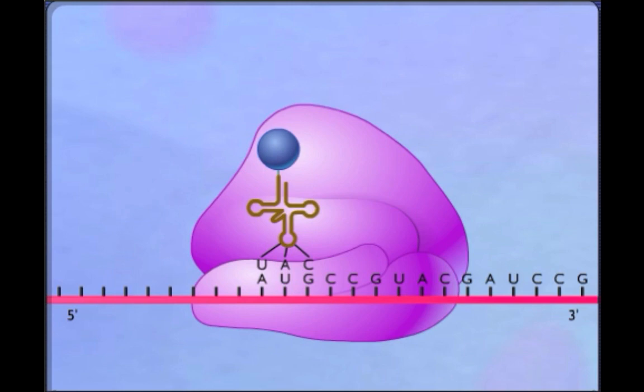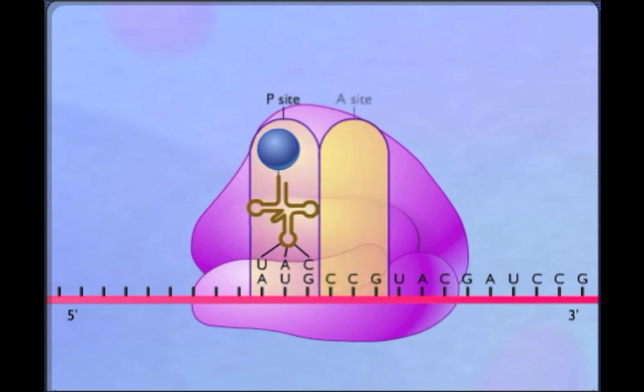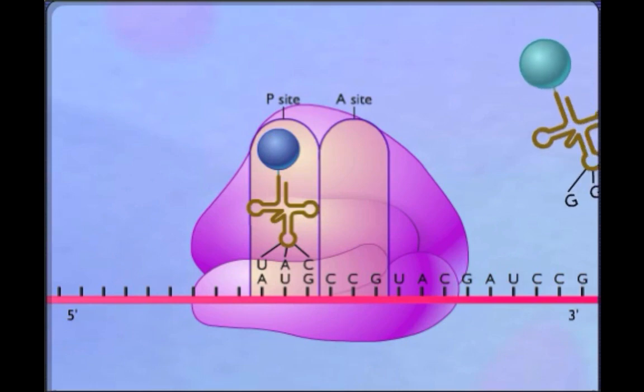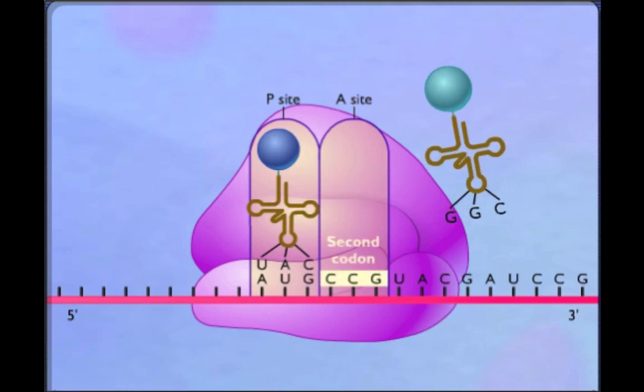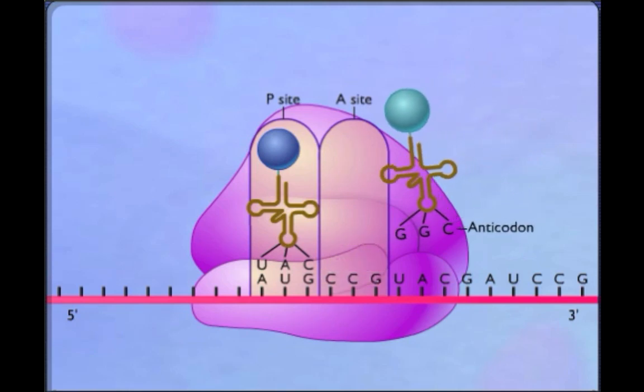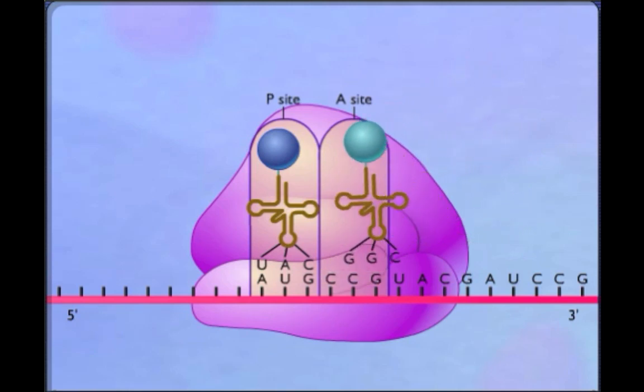The 70S ribosome has 2 sites to which transfer RNA carrying amino acids can bind. One is called the peptidyl or P site, and the other is called the acceptor or A site. The initiating transfer RNA carrying its amino acid binds to the P site. A transfer RNA that recognizes the next codon and carries the second amino acid then moves into the A site.